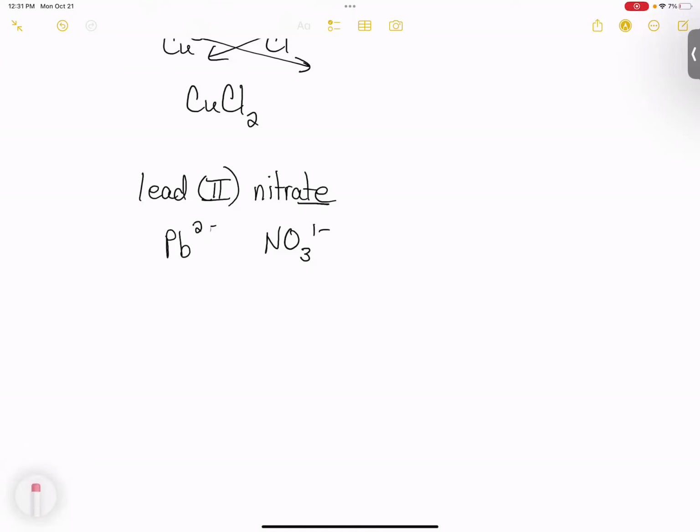So we're going to cross, drop, and simplify. So on our lead, we're dropping a 1. On our nitrate, we drop a 2 because I'm dropping a number greater than 1 on a polyatomic. What do I do to the polyatomic? It goes in parentheses with the number dropped outside.